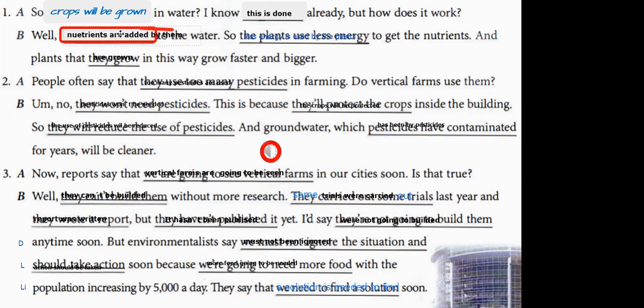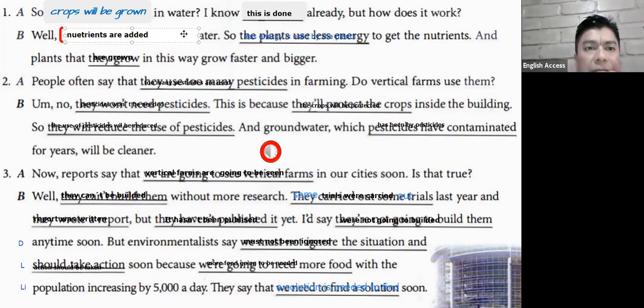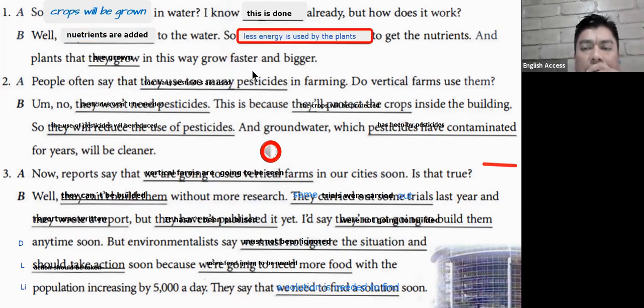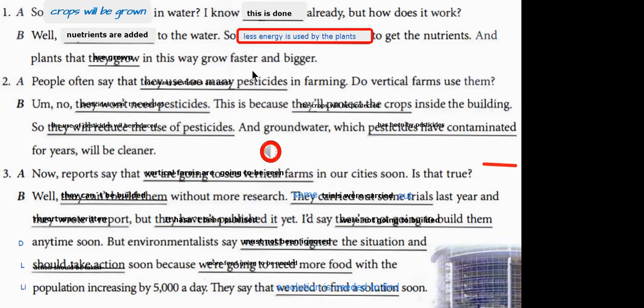Nutrients are added by them. Okay. Nutrients are added. What about the next one? It's correct. That's correct. And the next one? Are wrong. Is grown. Wrong? Are wrong. Okay. Next.